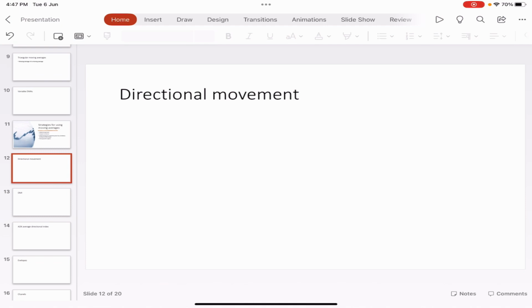So directional movement was given by Wells Wilder. Almost everything in this chapter is given by Wells Wilder. Wells Wilder is very important. He has made some really important contributions to the industry, right? So what did Wilder really do?